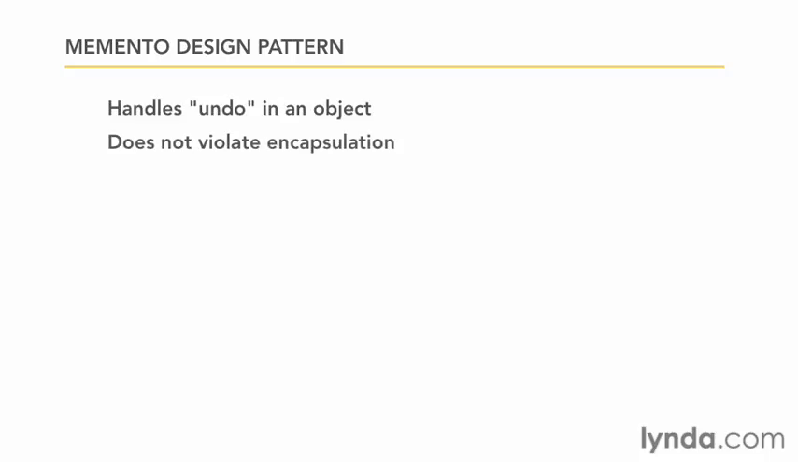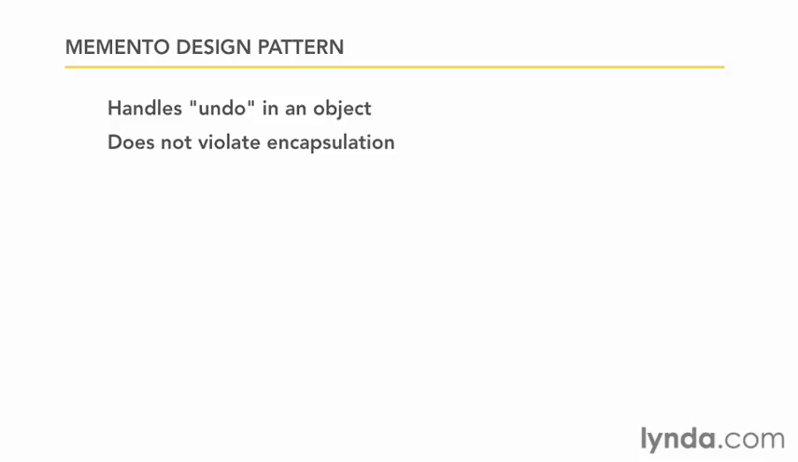Next, let's take a look at the Memento design pattern. This is a way of managing change, basically a way to undo a change to an object, but doing it in a way that does not violate encapsulation and the idea that an object should always manage itself. I'm going to illustrate this one without code.